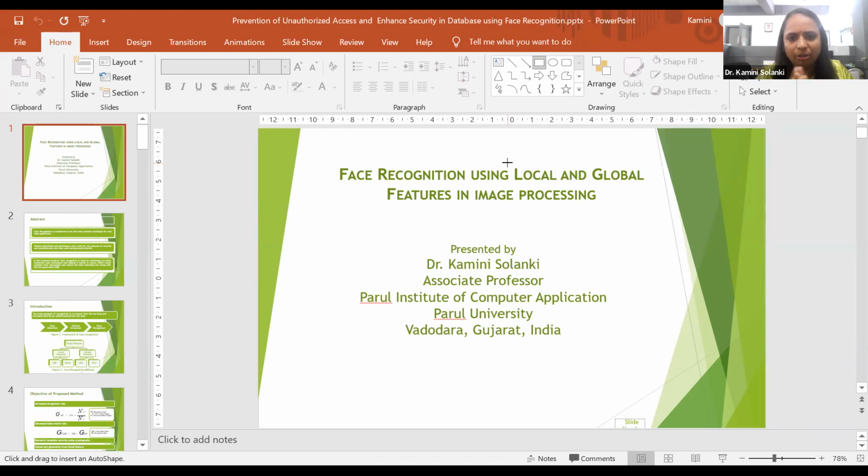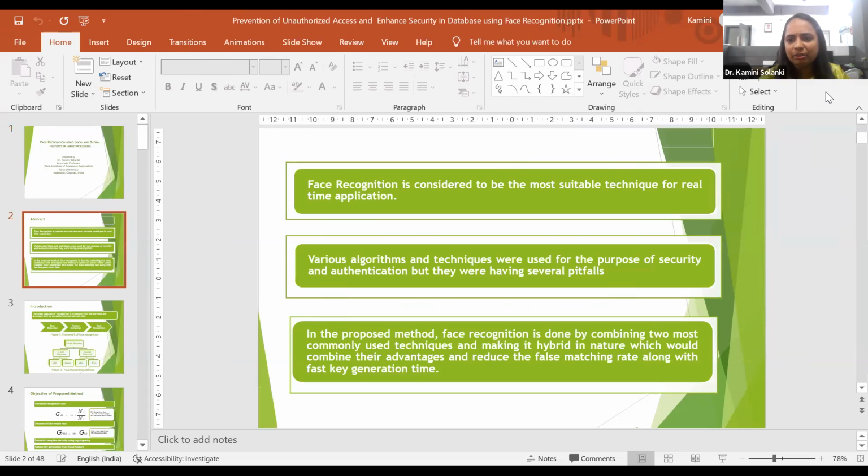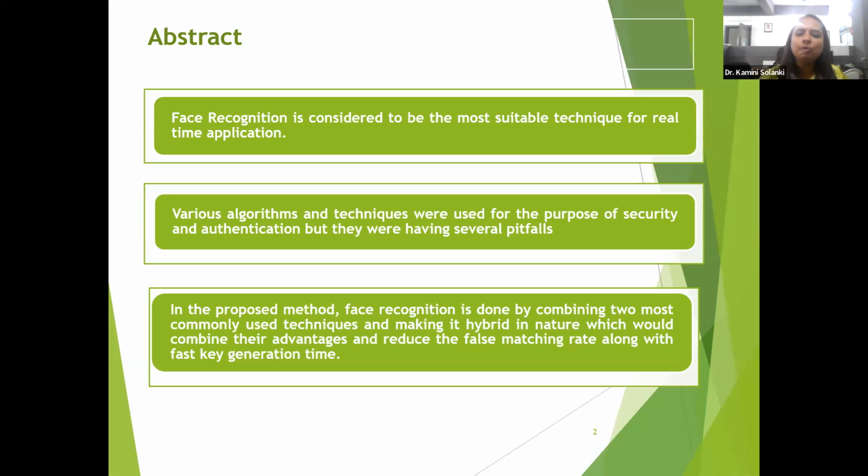face is non-contact, right? So my main agenda today is face recognition using local and global features using image processing. In today's situations, we all know that face is very important. Now we can do face recognition using many methods, but among them today we have used local and global. For local, LBP, and for global, PCA, the principal component analysis algorithm.